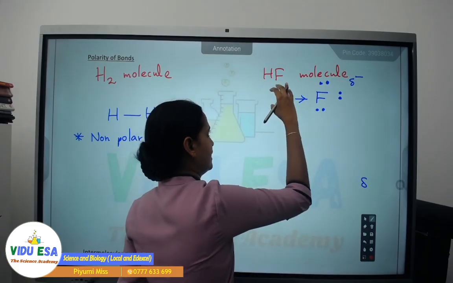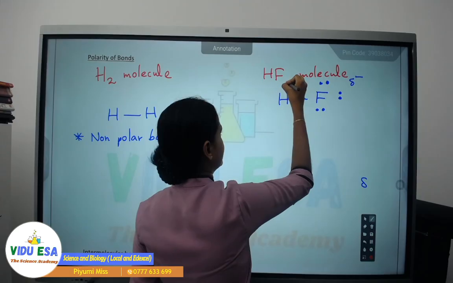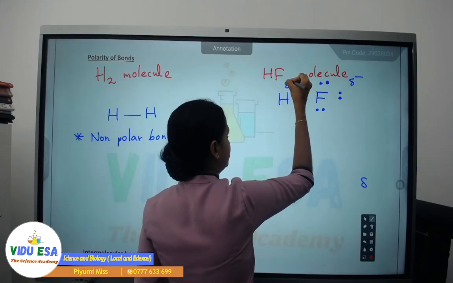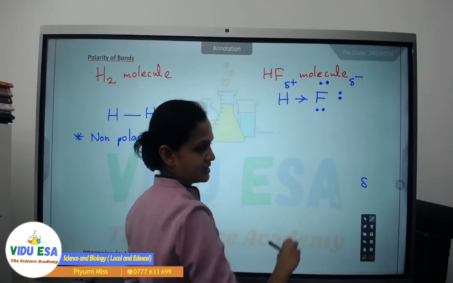Since the bond electrons are repelled from hydrogen, hydrogen gets a slight positive charge, delta plus.